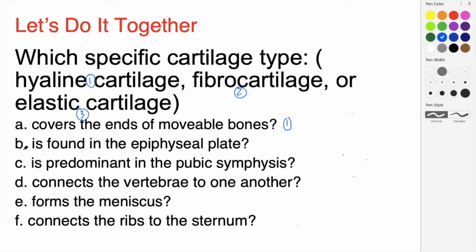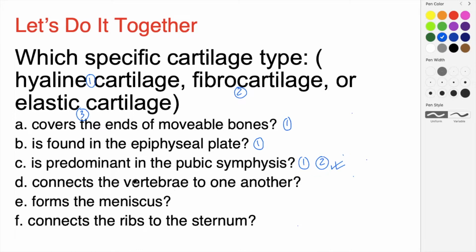Okay. B is found in the epiphyseal plate. What type of cartilage is that? This is also hyaline cartilage. Okay. Now another one. It's predominant in the pubic symphysis. What type of cartilage is that? There are two types of cartilage we usually see there: hyaline cartilage and fibrocartilage. The fibrocartilage is the dominant one.